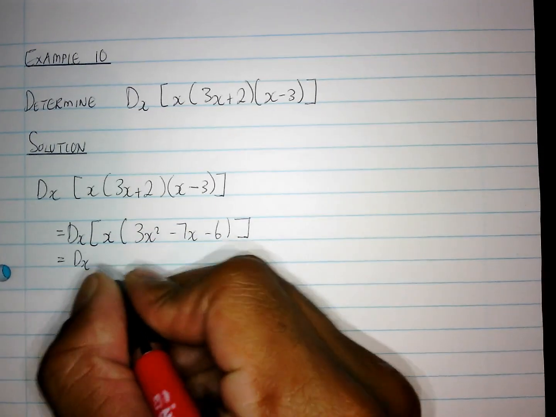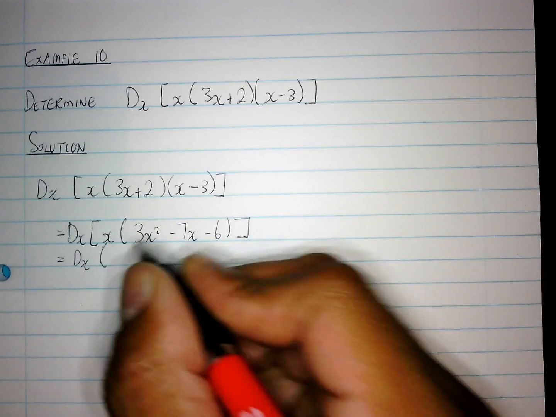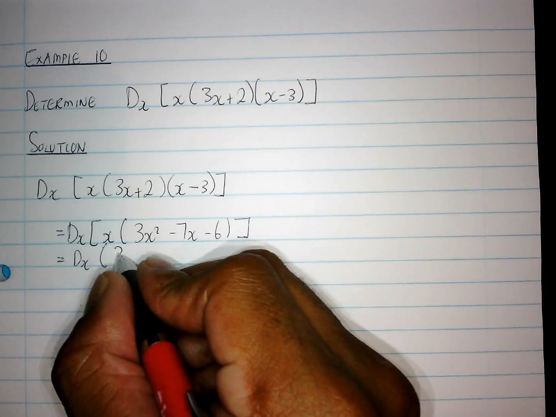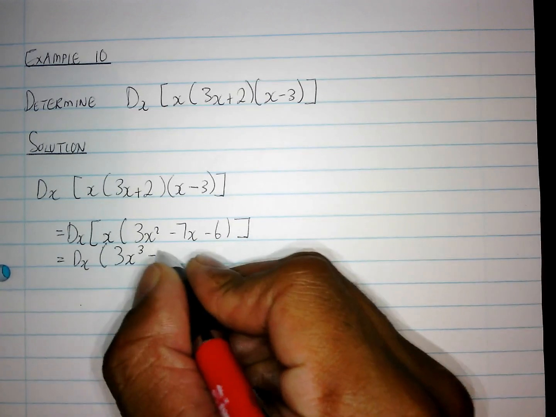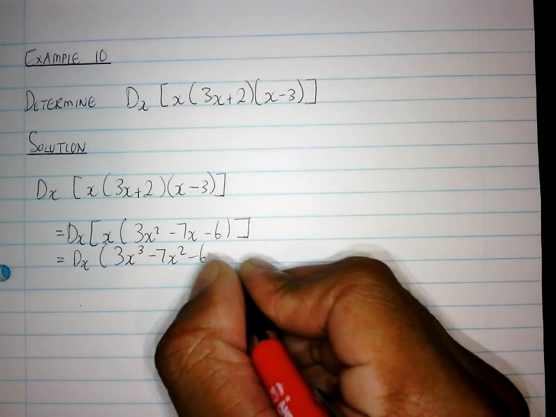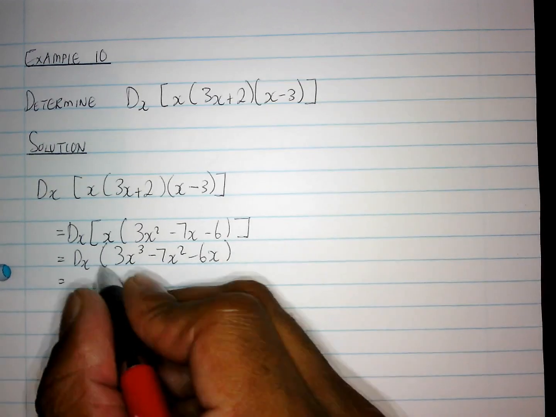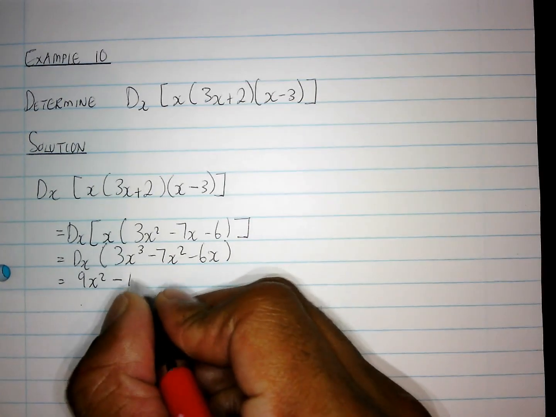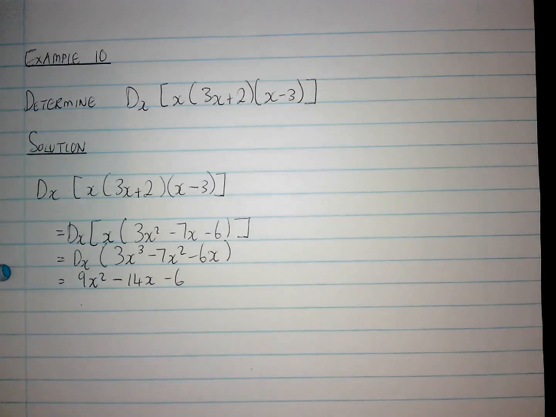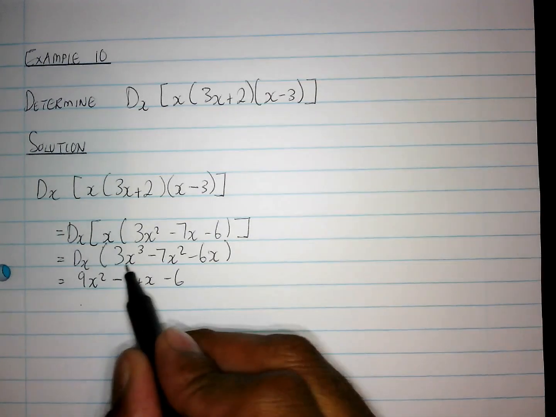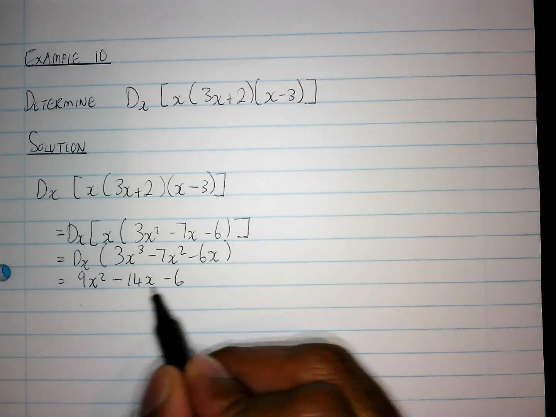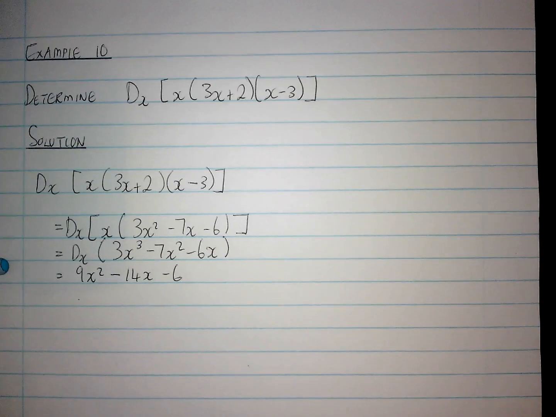Then from there, we're going to multiply x across. So we're going to have 3x to the power 3 minus 7x squared minus 6x. Then from there, we want the derivative. It's going to be 9x squared minus 14x minus 6. Remember, we use the law of differentiation. So we're going to have 9x squared minus 14x minus 6.